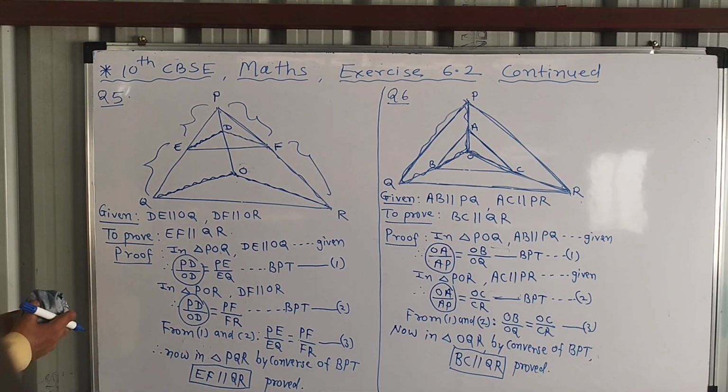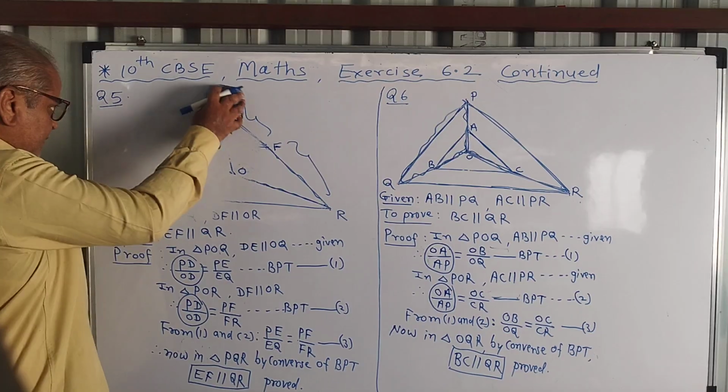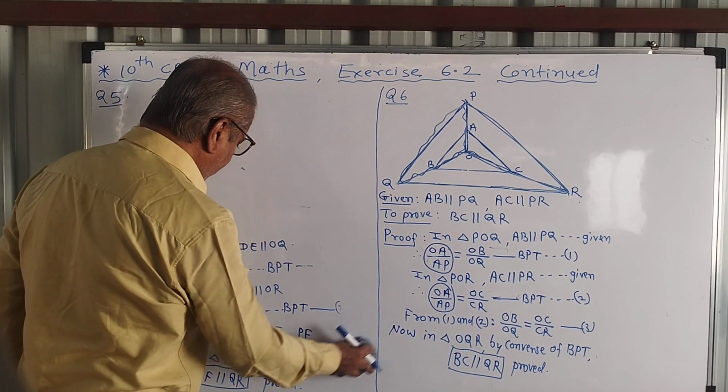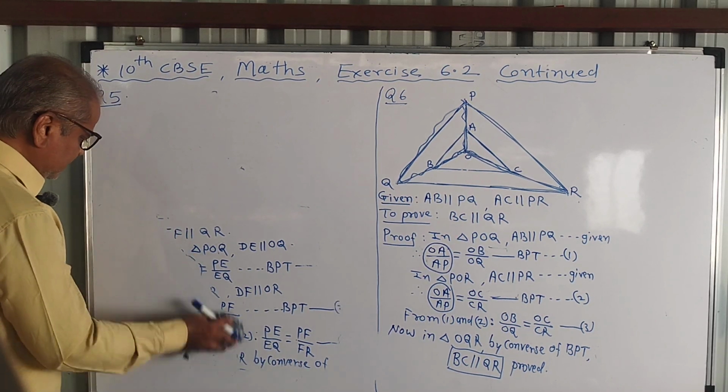Now question number 7 and question number 8 are almost the same. They are very simple questions. Both the questions are for 2 marks. So we will solve both the questions.